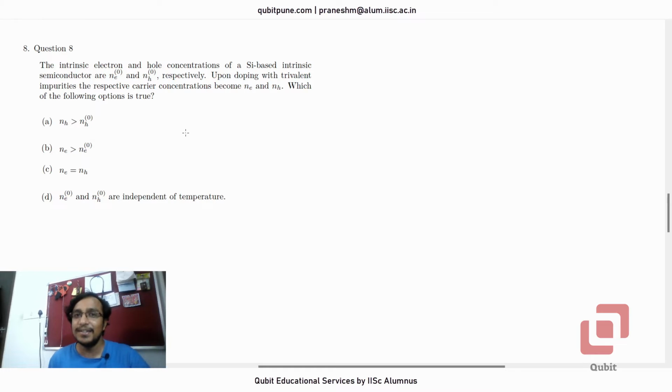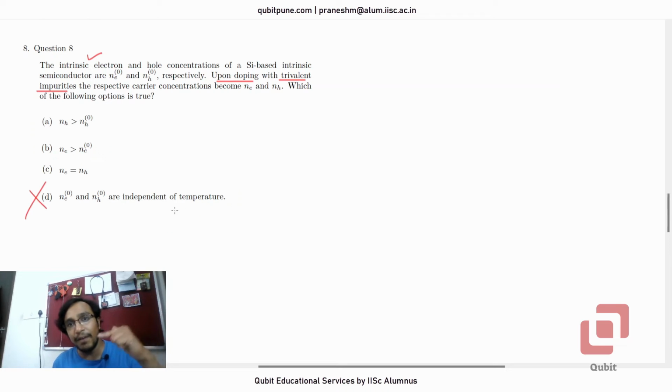Question 8 on semiconductor electronics. The intrinsic electron and hole concentrations of a silicon based intrinsic semiconductor are Ne0 and NH0 respectively. Upon doping with trivalent impurities, so it will be a p-type semiconductor, the respective carrier concentrations become Ne and NH. Which of the following options is true? NH greater than NH naught, Ne greater than Ne naught, Ne equal to NH, Ne naught and NH naught are independent of temperature. Clearly option D is not right.